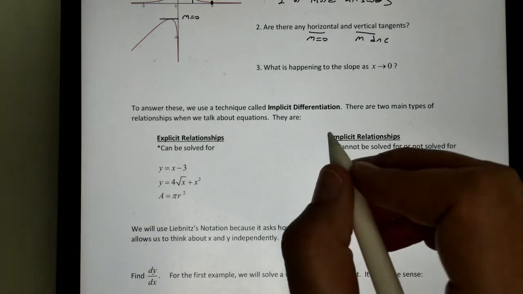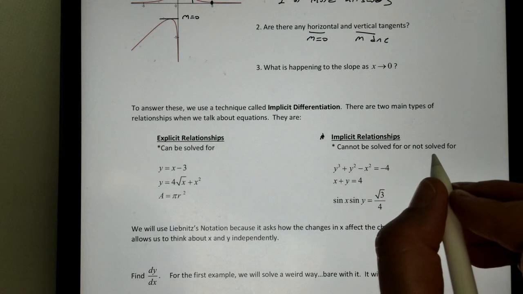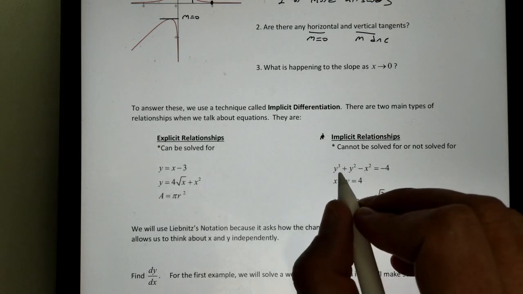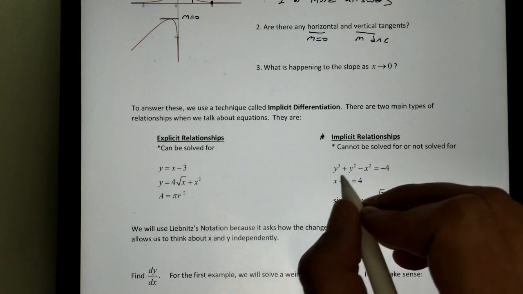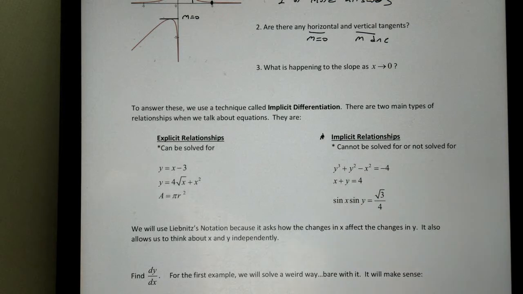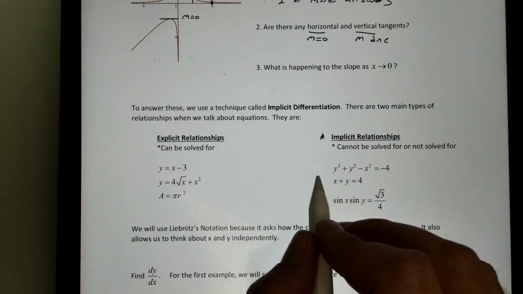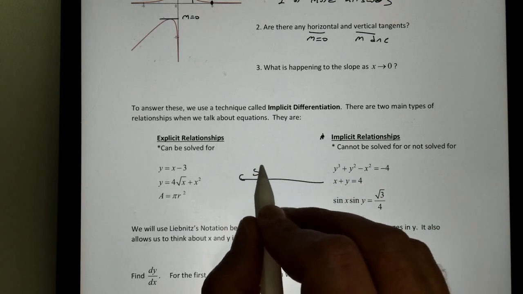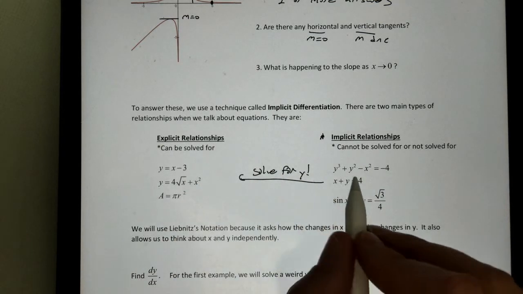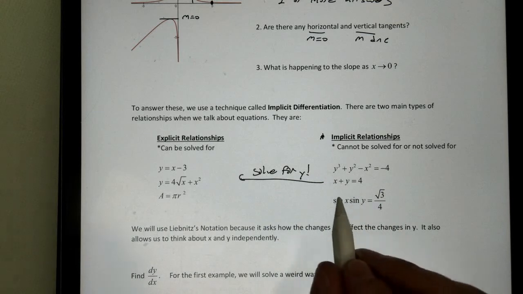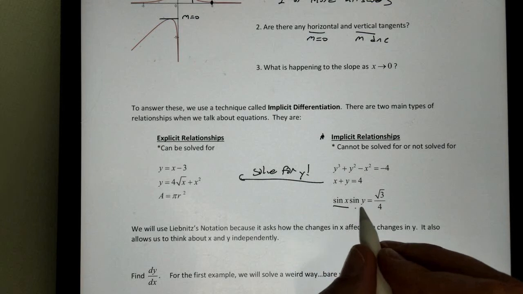The other one we're going to talk about today is implicit. These are variables that we cannot solve for, or that are just not solved. For example, we have this: y cubed plus y squared minus x squared equals 4. We cannot explicitly solve for y here. It just can't be done. Now the next one, x plus y is 4. I could put this into the other column if we solve for y. So some implicits can be explicit if we can solve for y. And then of course we can get tricky with it. We have sine x sine y equals root 3 over 4. And if you notice, we're always going to have these x's and y's here.